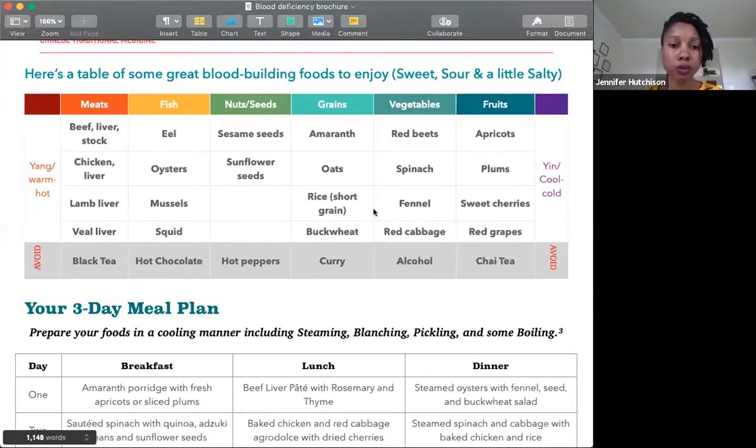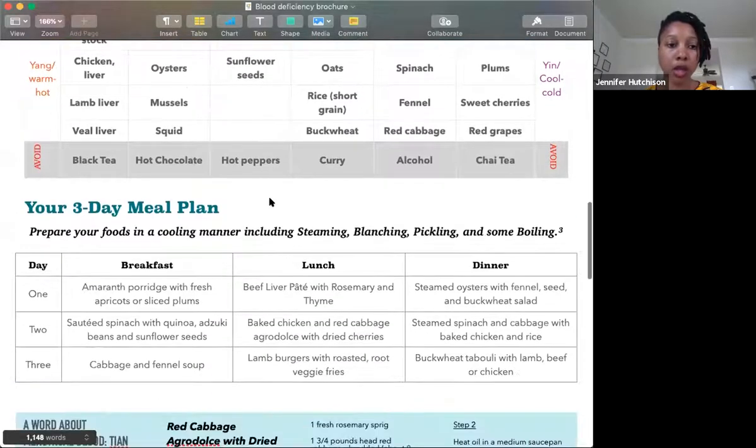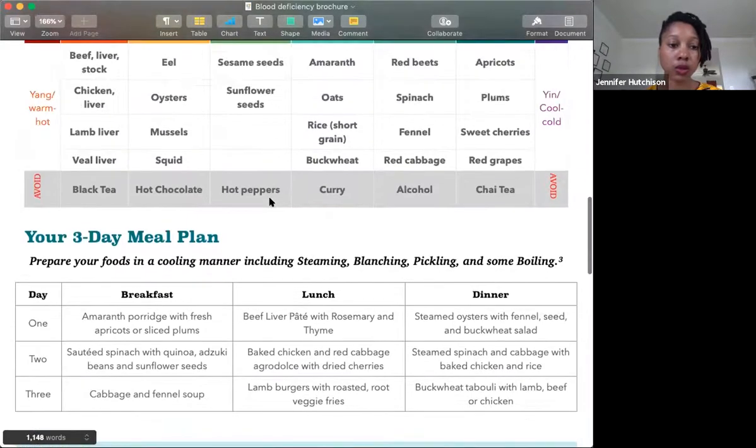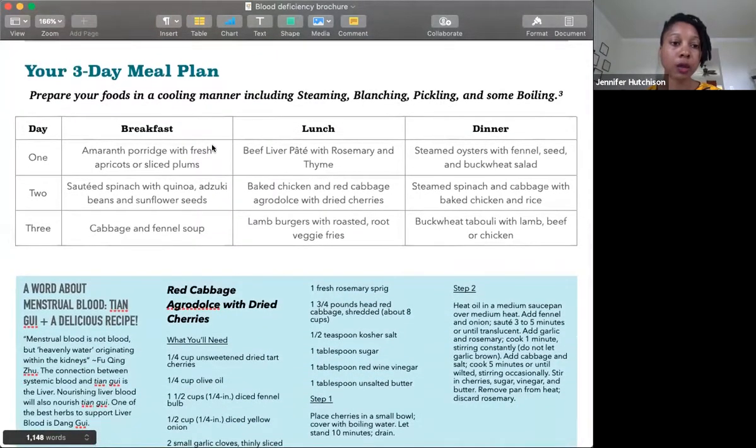So I won't read all these, but I would like to point out that below we have a 3-day meal plan, which includes some of these different foods that you may want to try. Like for breakfast, you may want to try an amaranth porridge with apricots and plums, which are good. Spinach and quinoa for breakfast. Azuki beans are really nice. They may or may not be in your regular grocery store. You may find them in a natural food store like Whole Foods.